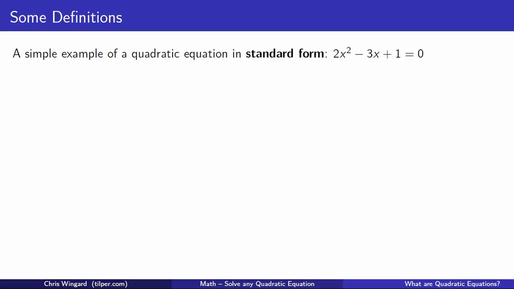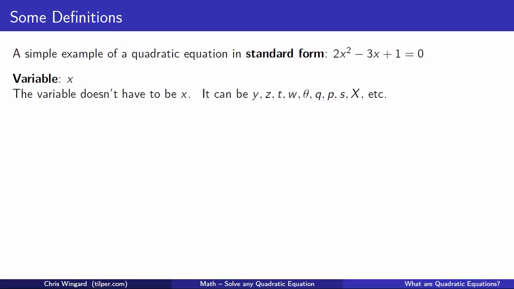So we have 2x squared minus 3x plus 1 equals 0, and in this equation the variable is x, but the variable doesn't have to be x. It could be almost whatever we want. It could be y, z, t, w, a Greek letter theta, q, p, s, capital X, and so on.